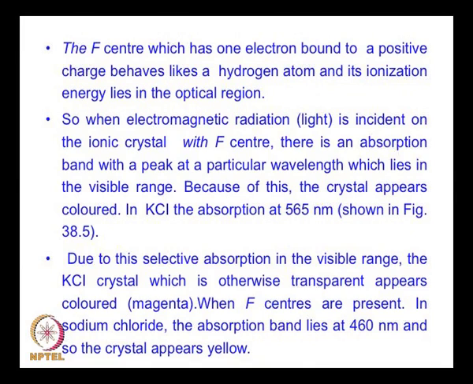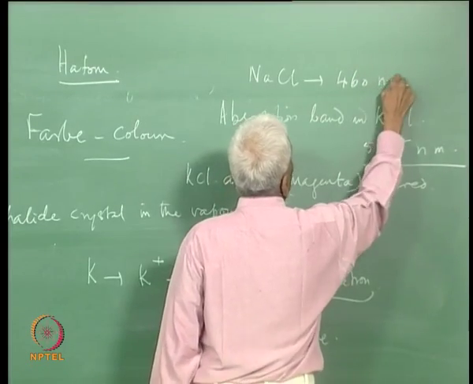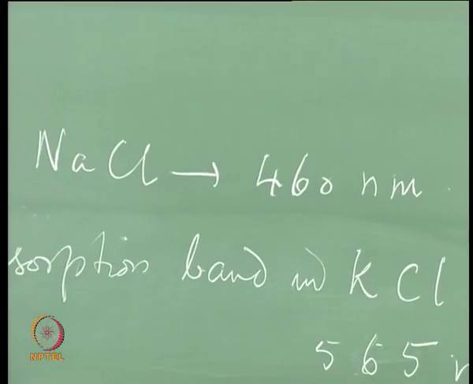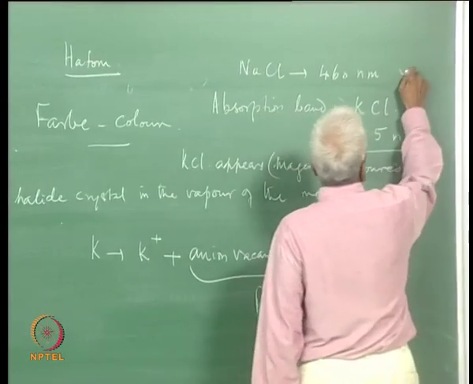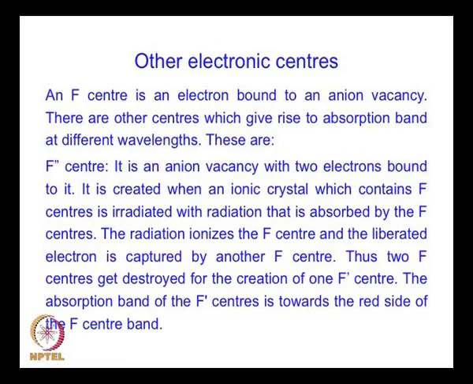In sodium chloride, the absorption band lies at 460 nanometers. So, the crystal appears yellow. There can be other electronic centers. The physics of color centers provides a valuable probe into the nature and dynamics of the alkali halides and alkaline earth oxides and alkaline earth fluorides, all these related.